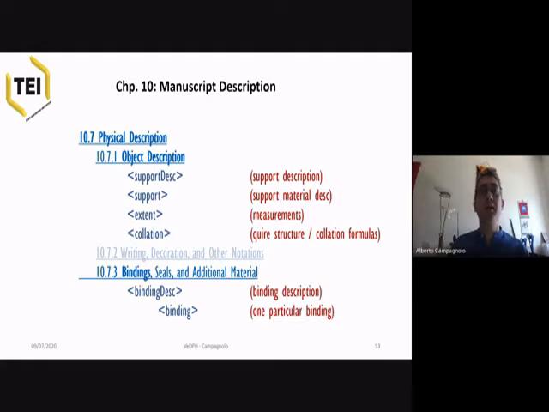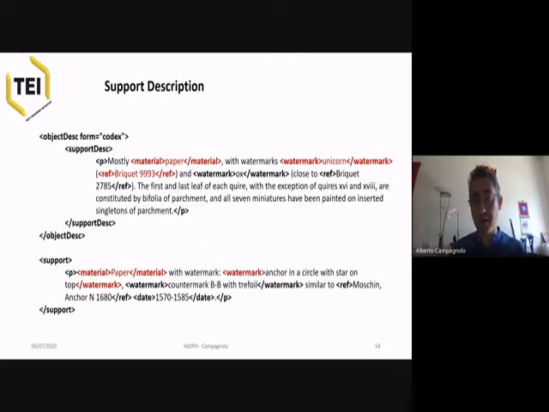So we have ways in which we can describe the support, so the paper or parchment. We can measure the object. We can talk about the collation, so the ways in which the pages are grouped together and sewn into the text block. And there are parts that also allow us to talk about bindings and decoration. I'm using the verb talk about because, whereas for many other features the TEI goes into a very high level of granularity of detail, for these the TEI takes its stand from the normal cataloging tradition, which means that we get information, but the granularity is not high enough for us to be able to do a lot with it.